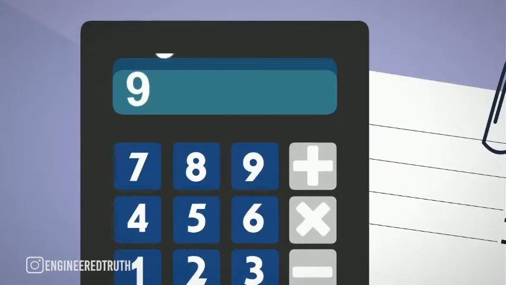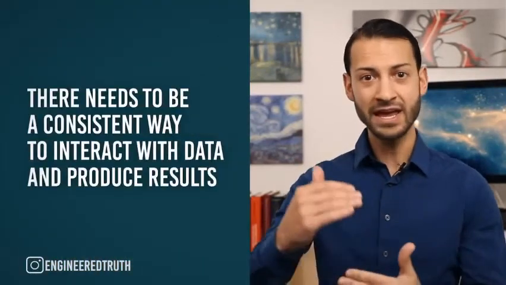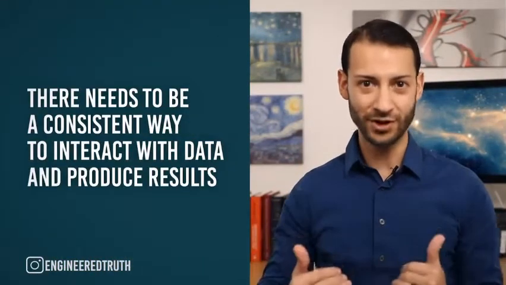One of the most basic forms of the system is your everyday pocket calculator. Think about it this way. You bring up a calculator, put in numbers, give it an operation, and it gives you a result. Now imagine that result was randomized. Wouldn't be very useful. It works the exact same way with information systems. There needs to be a consistent way to interact with data and produce results. Simply put, without systems, there would be chaos.